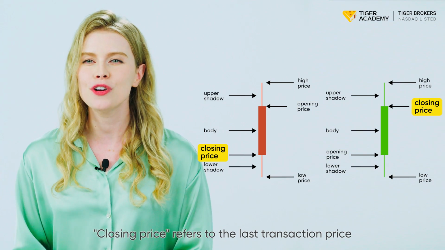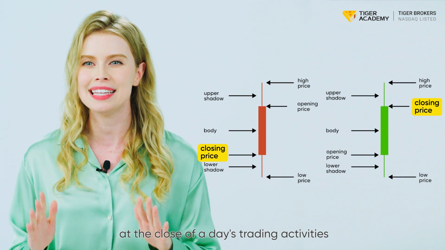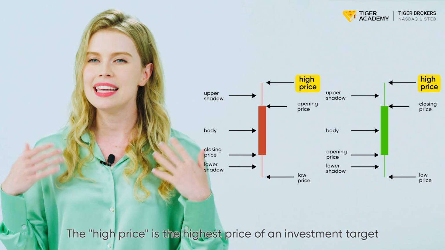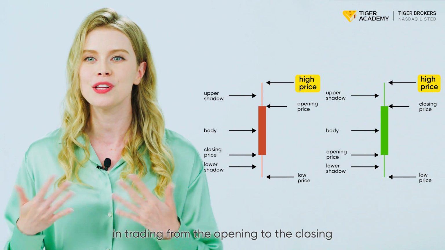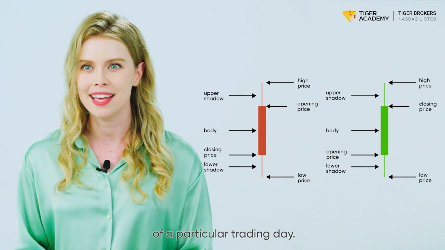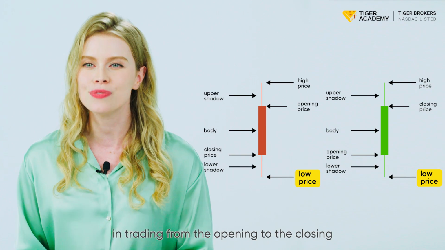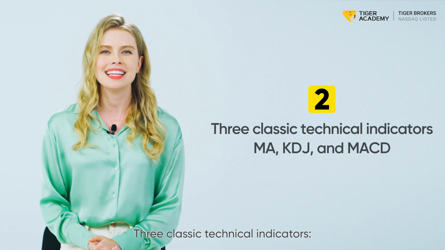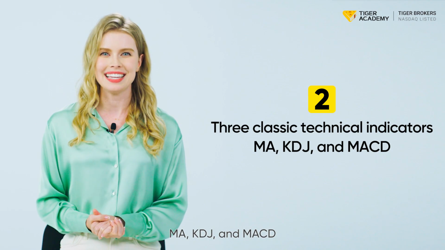Closing price refers to the last transaction price of an investment subject at the close of a day's trading activities on the stock exchange. The high price is the highest price of an investment target in trading from the opening to the closing of a particular trading day. The low price is the lowest price of an investment target in trading from the opening to the closing of a particular trading day. 3 classic technical indicators: MA, KDJ, and MACD.